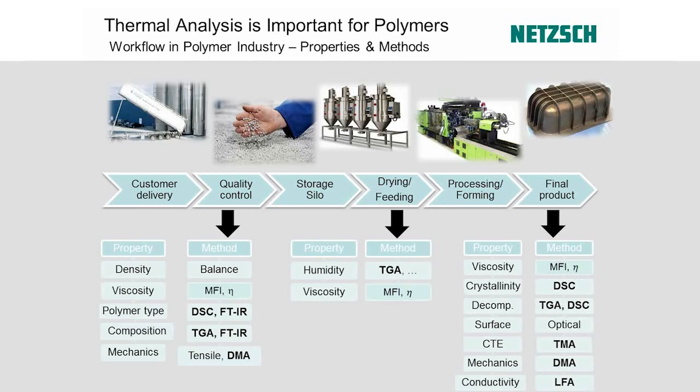And I would like to draw your attention to two things. Of course we talk about DMA today, so you can apply this already in quality control, but most of the time dynamic mechanical analysis is applied in the final product to maintain a certain quality standard or application range and so on. This is what will be part of the talk today.